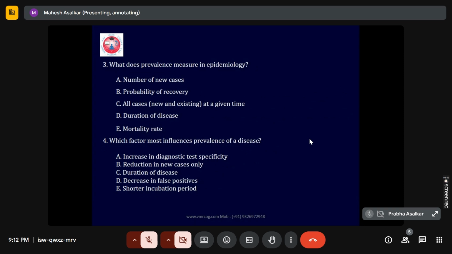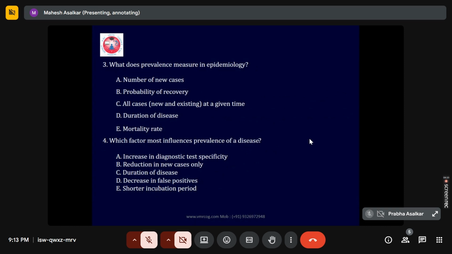Next question. Question number four. Which factor most influences prevalence of a disease? Option A, increase in diagnostic test specificity. Option B, reduction in new cases only. Option C, duration of disease. Option D, decrease in false positives. Option E, shorter incubation period. Sir, option A.